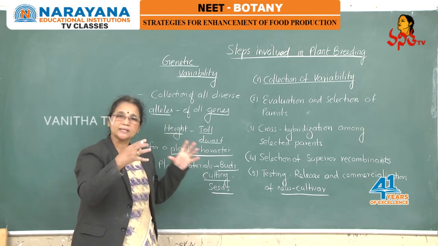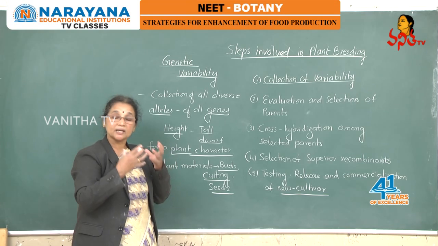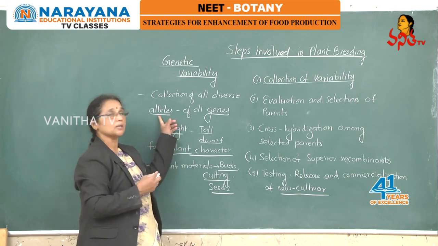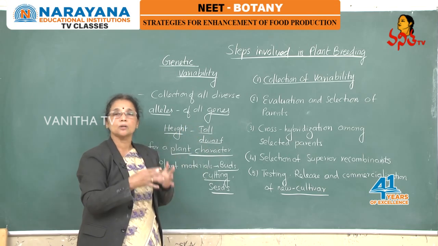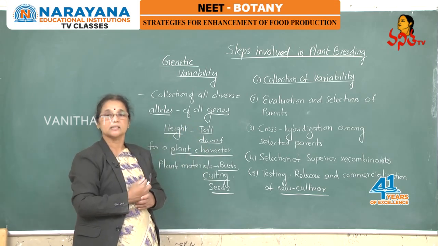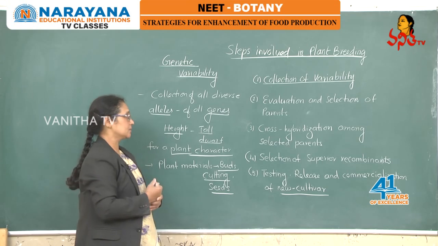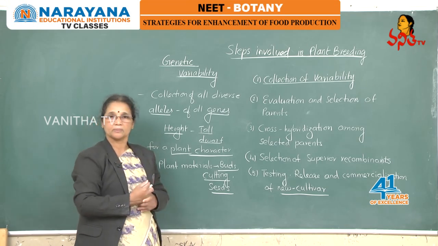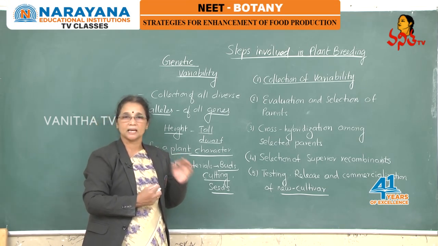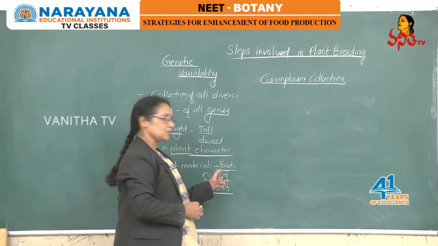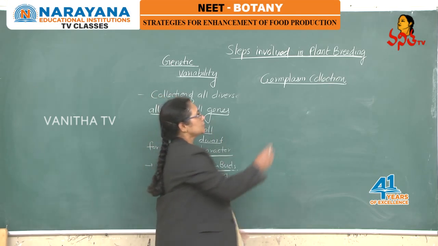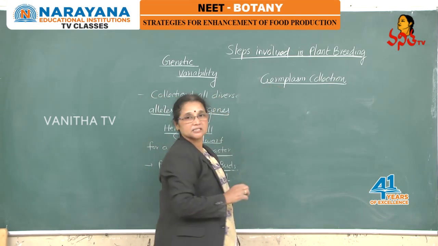So collection of these materials which have all the possible alleles of all genes for a crop, and preserving them at low temperatures, is called germ plasm collection. So it is the main point. Remember this, children, what is meant by germ plasm collection? In the collection of variability you have to remember the word germ plasm collection.